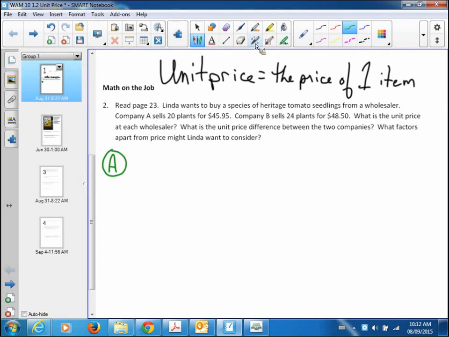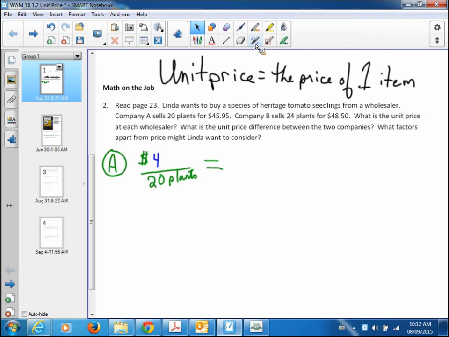You betcha. So the price of one, you just use division. If it's $45.95 for 20 plants, now this won't be an equation to solve. We just divide, because remember, a fraction always means division. Oh, I put 49. 45.95 divided by the 20 plants. Type that in your calculator. 45.95 divided by 20.